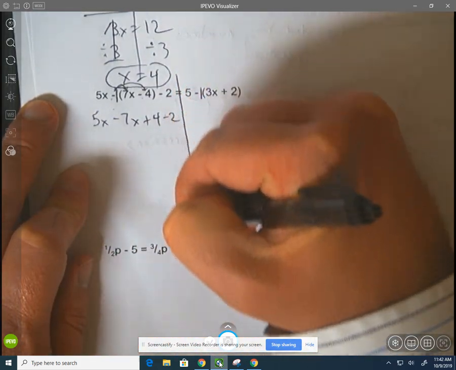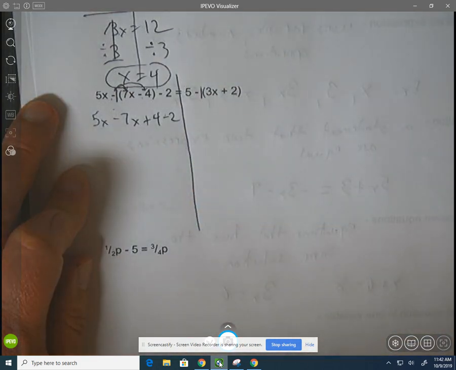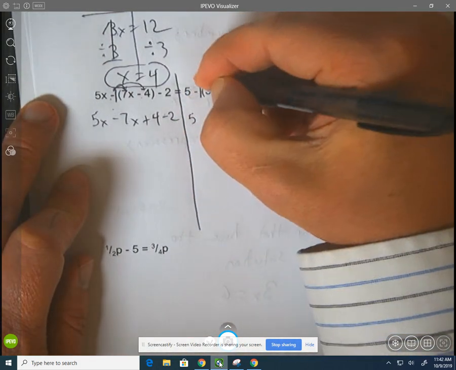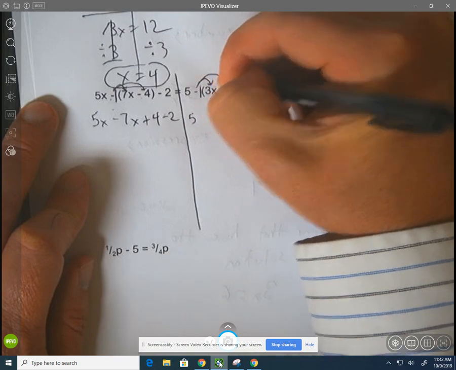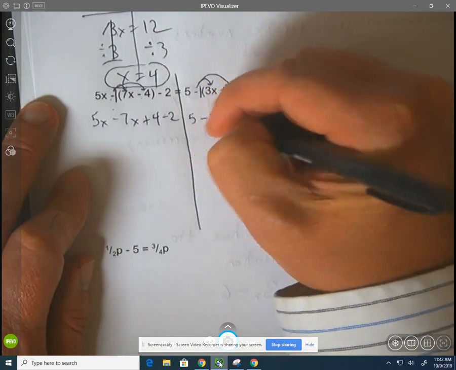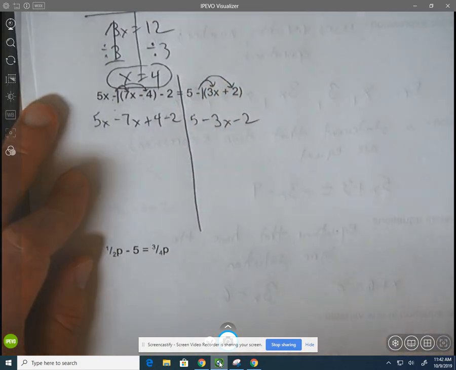And again, I should have drawn that line right down the middle there. And here I've still got the 5, and I'm distributing negative 1. So that would be negative 3x minus 2.